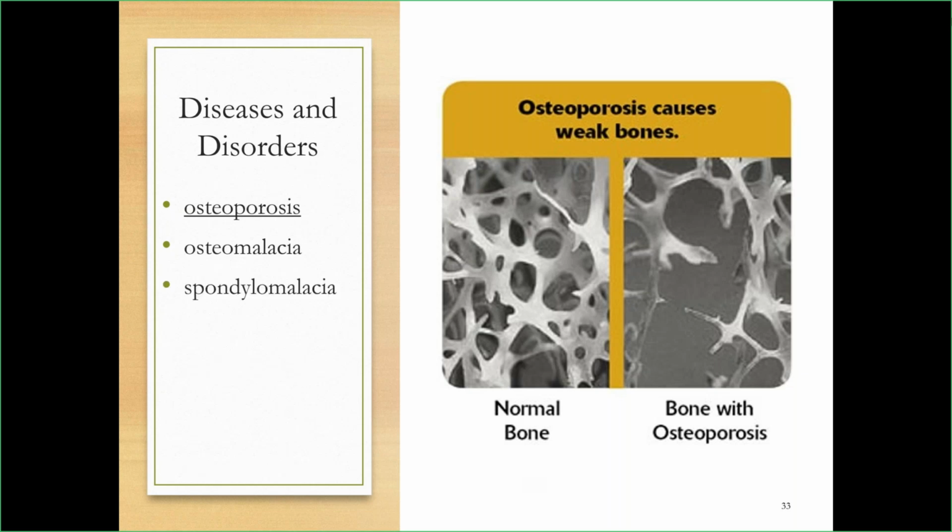Spondylomalacia is a specific term for softening of the vertebrae. Osteitis deformans, or Paget disease, involves chronic bone inflammation. A skeletal disease of the elderly, it results in the thickening and softening of bones and in the bowing of long bones.